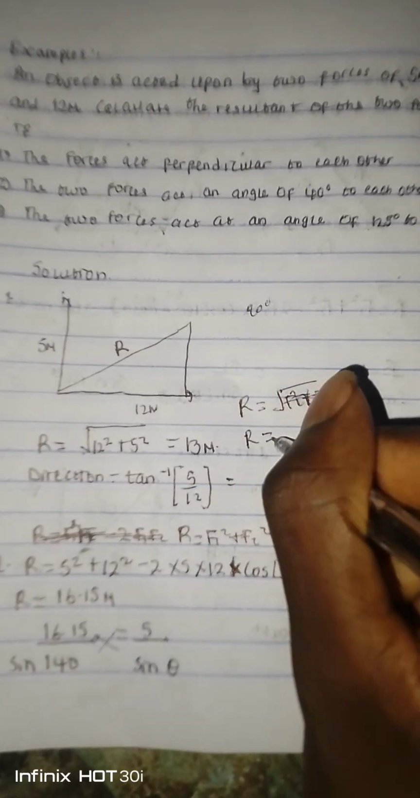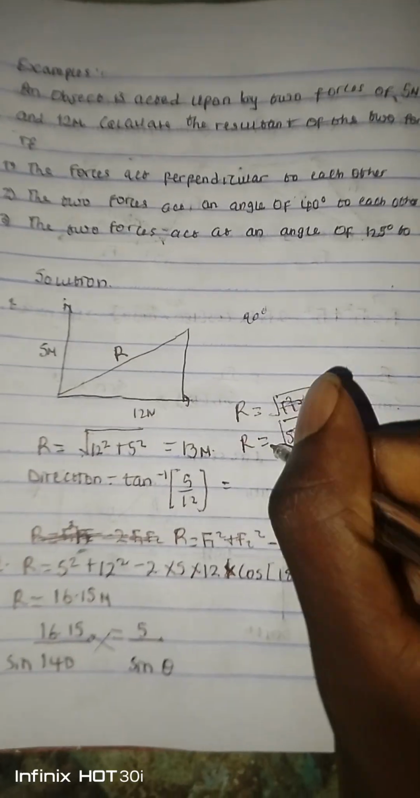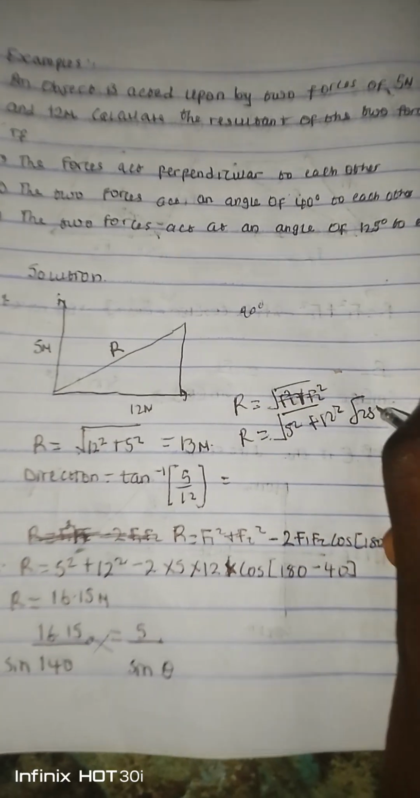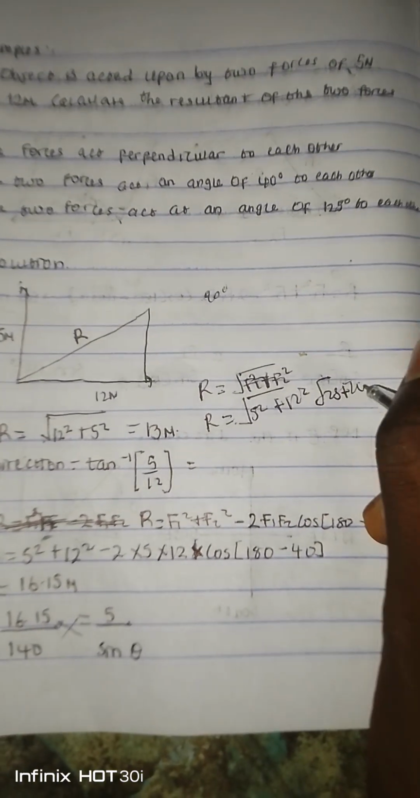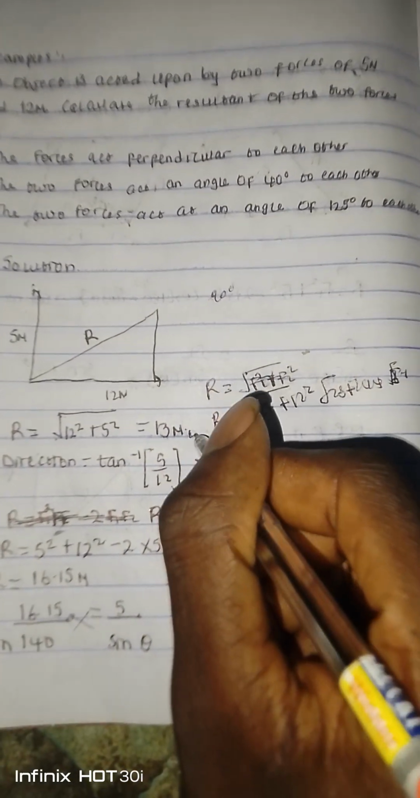What is f1? Sorry, you can rearrange it anyway, it doesn't matter. If you do the same thing, it will still give you the same answer. R equals the square root of what is f1? 5 square plus what? 12 square. What is 5 square? 25. What is 12 square? 144. 25 plus 144 is 169. Square root of 169 is 13. For those wondering how I got 13.